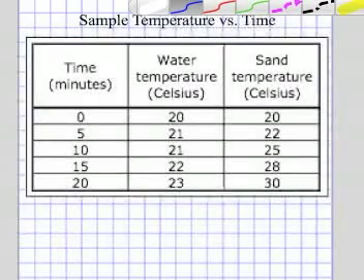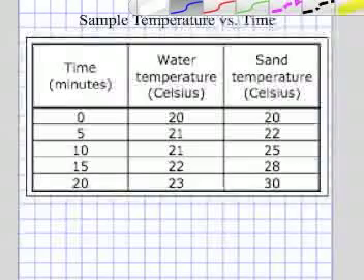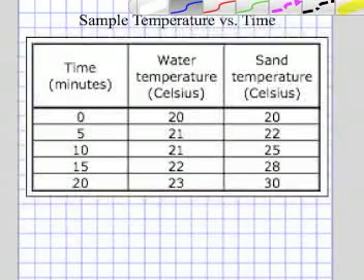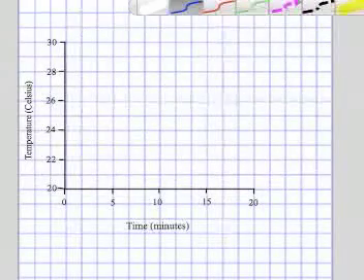Let's start with the water. Notice that we start at 20 degrees Celsius, then for 5 and 10 minutes we go up 1 degree Celsius, and then for the remaining 5 minutes we go up 1 degree Celsius each, for a total of 23 degrees Celsius at 20 minutes. So I'm going to chart that right now.